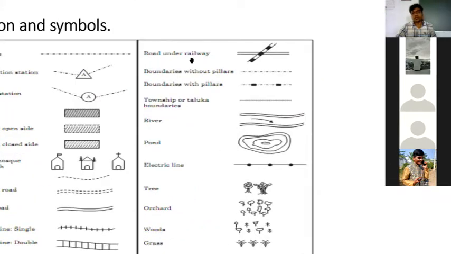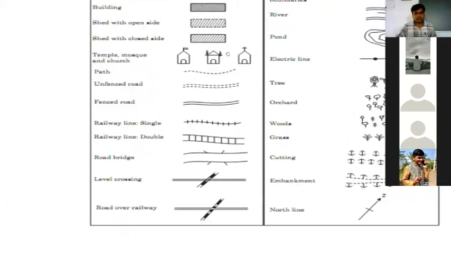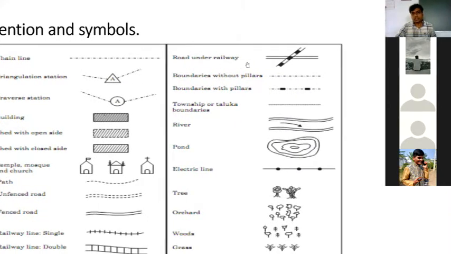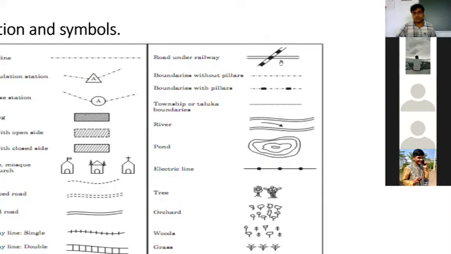Before that, sorry, this one will be road under railway. So here the road is at the bottom and the railway is on top. This railway we're going to have by having a bridge, or we can say flyovers.